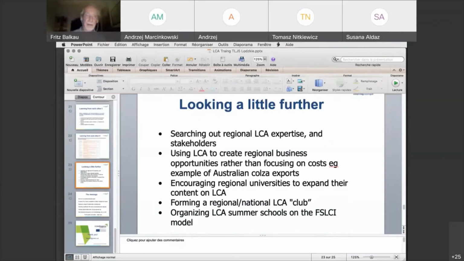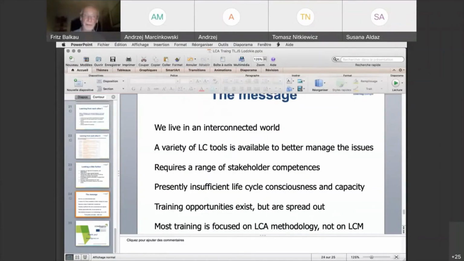So let's go back to the message. We live in an interconnected world. We need LCA. A variety of LCA tools is available to better manage it. It requires a broader range of stakeholder competences than we've assumed in the past. For many of the stakeholders, there is insufficient life cycle consciousness. And the first step is to build this consciousness before we can build their capacity. It's clear that training opportunities exist, but are quite spread out and not particularly well connected.